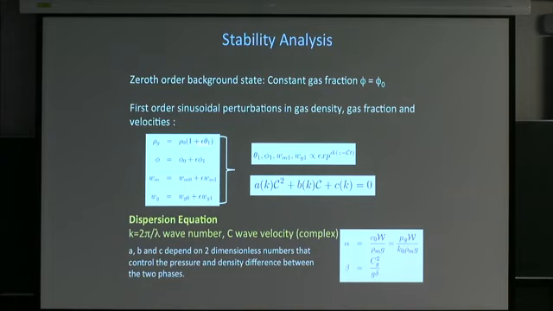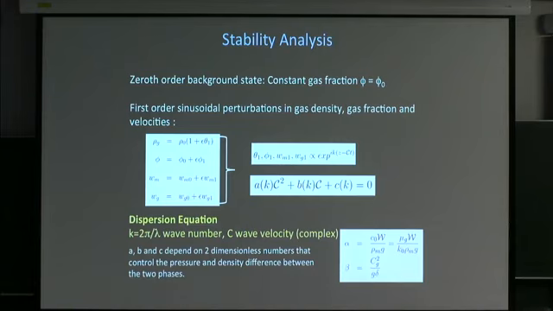Then we assume that the perturbations in gas fraction, gas density, and the velocities of the melt and gas are sinusoidal perturbations. We put that in our equations and we end up with a dispersion equation that relates the wave number, k, which is the inverse of the wavelength, with the wave velocity, which can be complex. If the wave velocity has an imaginary part, then we can have an unstable wave. This quadratic equation is a function of two dimensionless numbers that control the pressure and the density difference between the two phases, but only the parameter beta plays a role in this equation. And this quadratic equation shows two solutions.